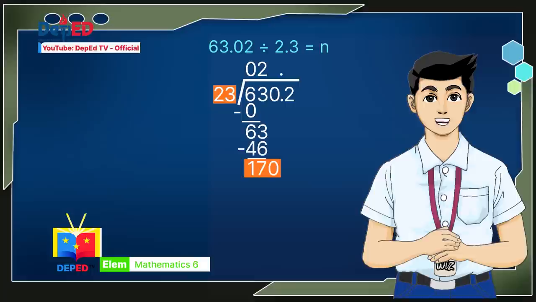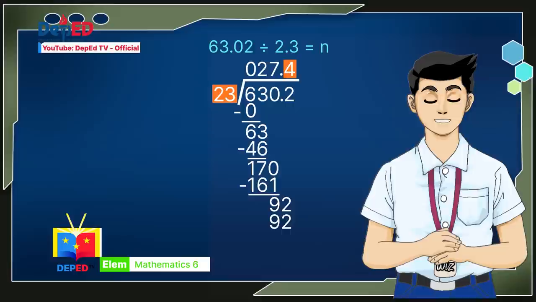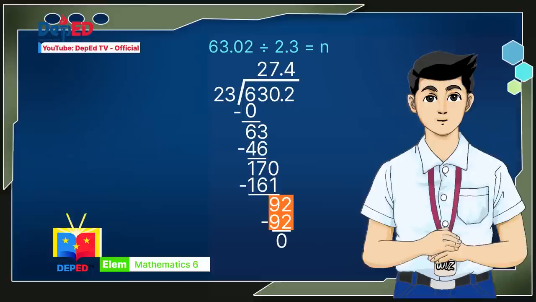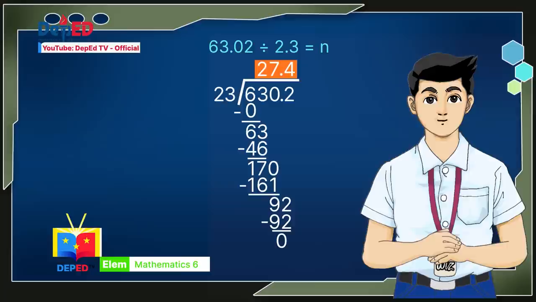170 divided by 23 gives a quotient of 7. 7 times 23 equals 161. 170 minus 161 equals 9. Bring down 2, making 9, 92. 92 divided by 23 is equal to 4. 4 times 23 equals 92. 92 minus 92 is 0. Since there is no remainder and no digit left to bring down, the quotient is 27 and 4 tenths. Therefore, 63 and 2 hundredths divided by 2 and 3 tenths equals 27 and 4 tenths.